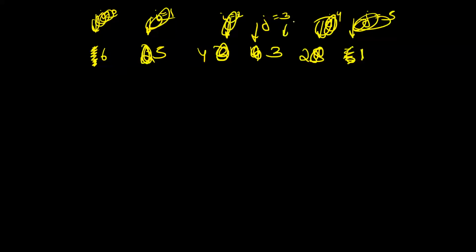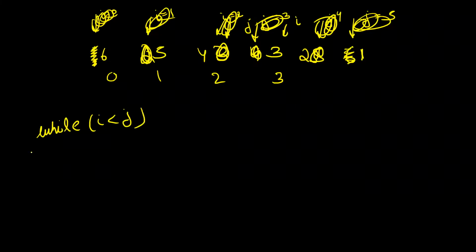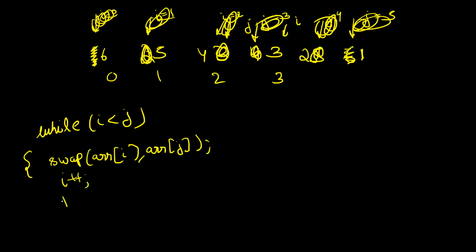The moment you do an i plus plus and a j minus minus, you will see that the i value becomes greater than j. i is at index number 3 and j is at index number 2. So the moment i becomes greater than j, you will stop and you will say, boss, your array has been reversed. Okay. So the general code looks like this. While i is less than j, what do I do? I simply swap arr of i with arr of j. And then I will do an i plus plus. I will do a j minus minus. Okay. And you will initialize i with 0 and j with n minus 1.